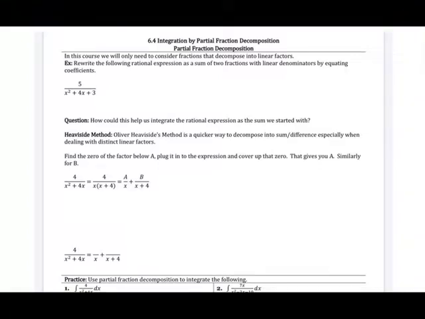In 6.4, we're going to talk about integration using partial fraction decomposition. So we're going to spend some time reviewing partial fraction decomposition so that we can use it. But what I want you to remember is that I'm taking something like 5 over x squared plus 4x plus 3, and I'm breaking that up into a over x plus 3 plus b over x plus 1.